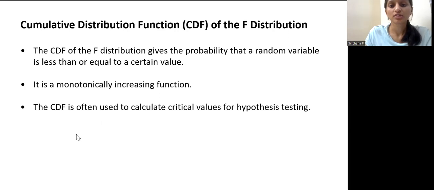Cumulative distribution function of the F distribution. The CDF of the F distribution gives the probability that a random variable is less than or equal to a certain value. It is a monotonically increasing function. The CDF is often used to calculate critical values for hypothesis testing.